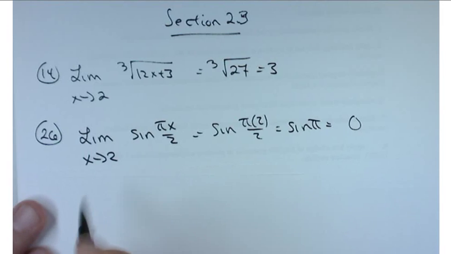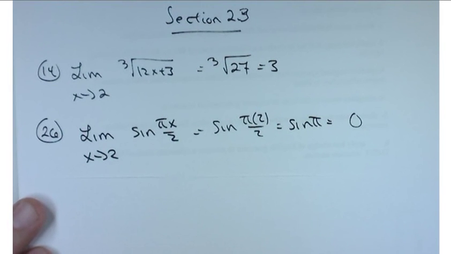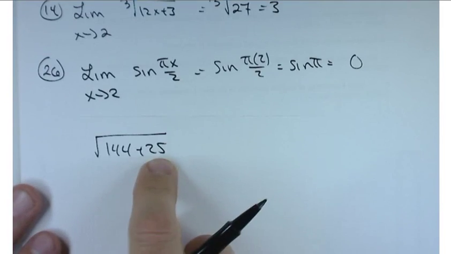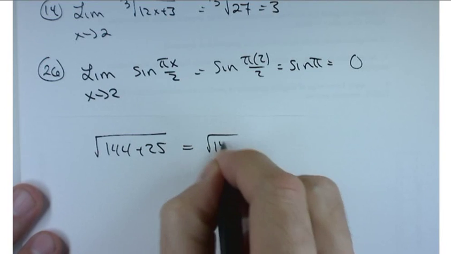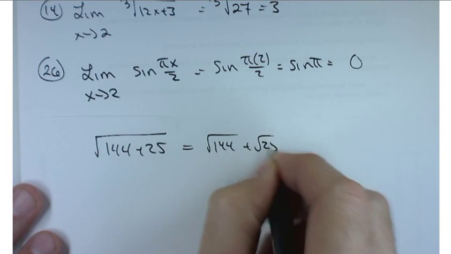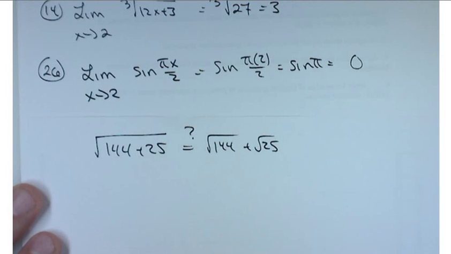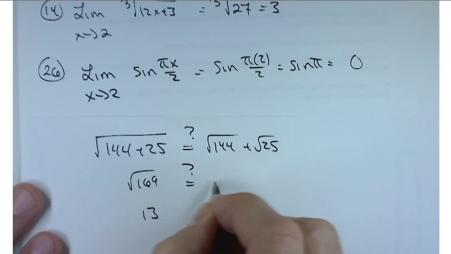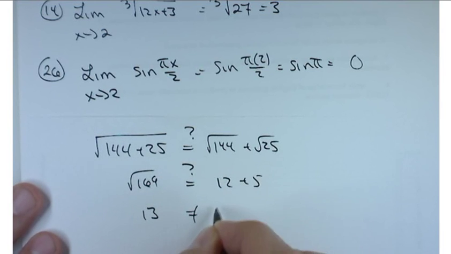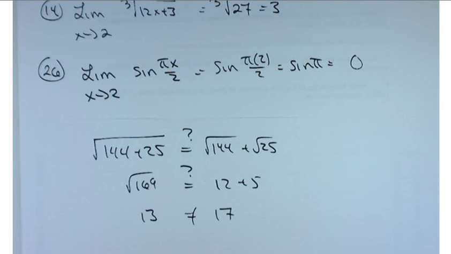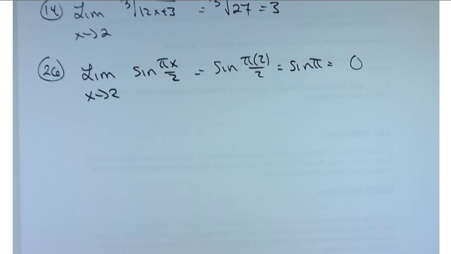Sometimes there are things in math that you want to do, but you can't do. Here's a good one from algebra class. People want to split up a square root and say, oh, well, that's the square root of 144 plus the square root of 25. Is it? Here I get the square root of 169, which is 13. Here I get 12 plus 5, and those are different. You can't take the square root of a sum by taking the sum of the square roots. It doesn't work. But with limits, your intuition does help you out.